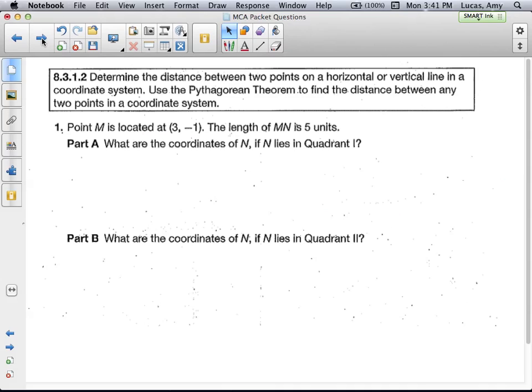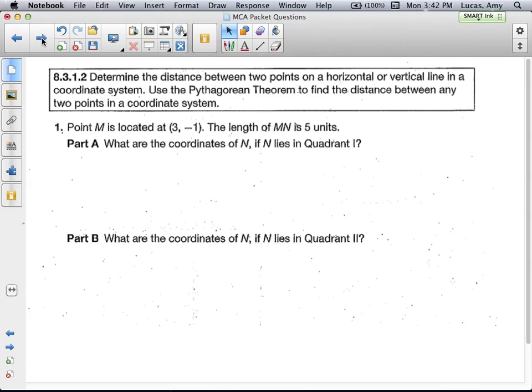Okay, 8.3.1.2. Determine the distance between 2 points on a horizontal or vertical line in a coordinate system. Use the Pythagorean theorem to find the distance between any 2 points in a coordinate system. So point M is located at (3, -1). The length of MN is 5 units. What are the coordinates of N if N lies in quadrant 1?